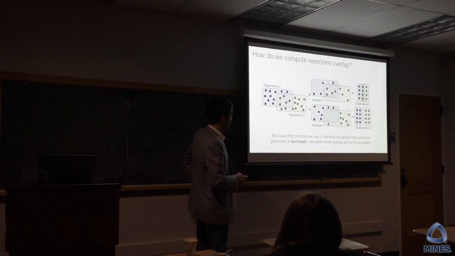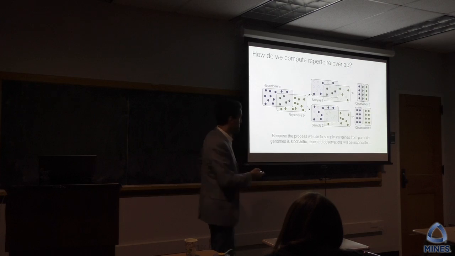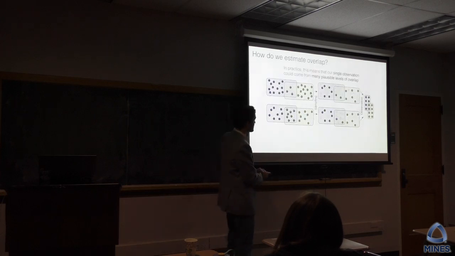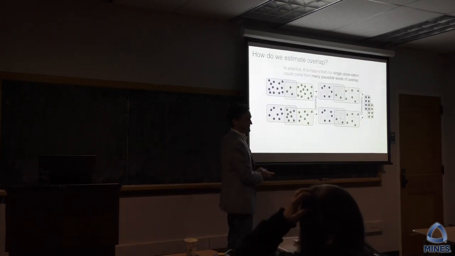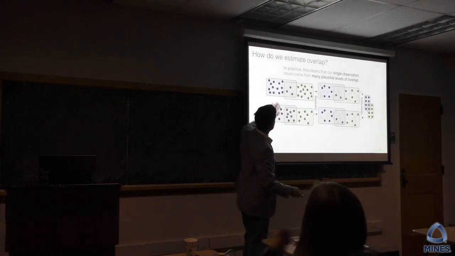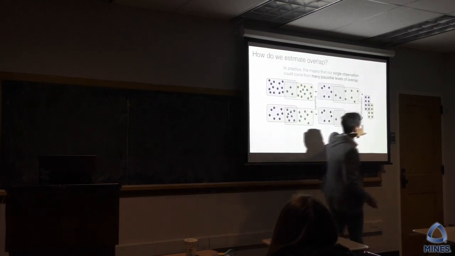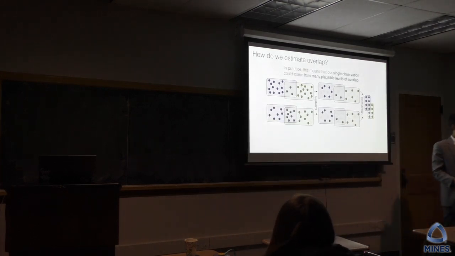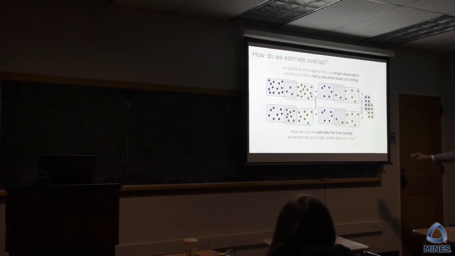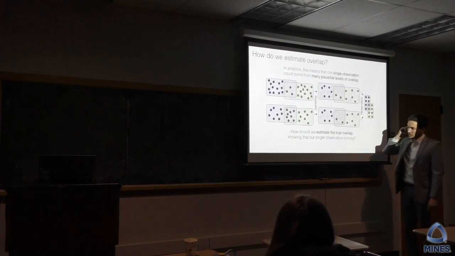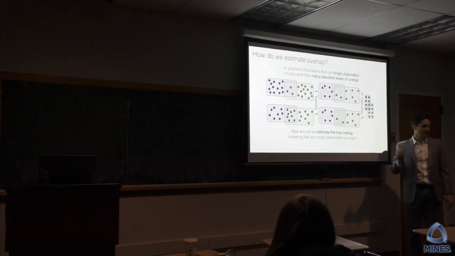So because this process is stochastic, repeated observations are going to be inconsistent. Seems pretty straightforward. We can think about this the other way too. Let's say that we have two different realities. Here's one reality, here's another reality, and just by sampling, we end up with the same amount of overlap in the sample. Fine. So the question is, how should we estimate the true overlap, knowing that our single observation is noisy?